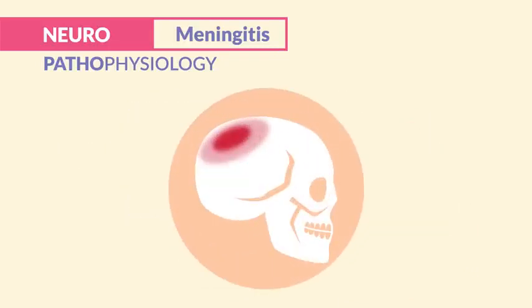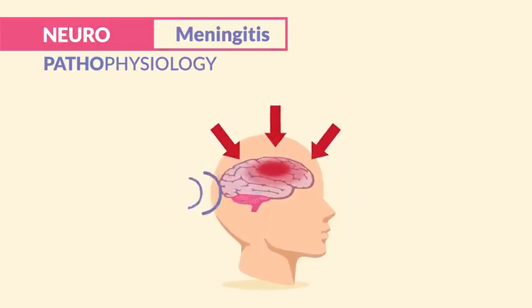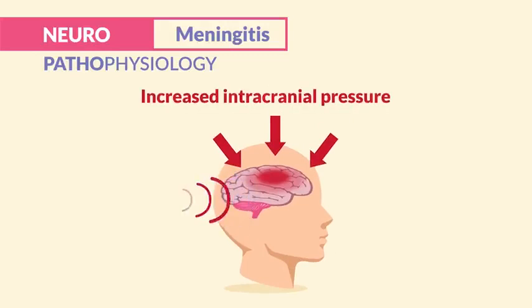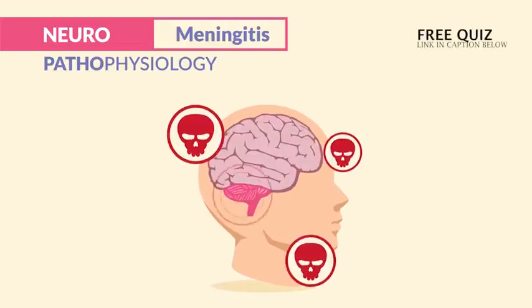This inflammation can cause massive swelling in the cranium, putting loads of pressure on the brain itself, and even leading to very deadly increased ICP, that increased intracranial pressure, that sort of squashes the brainstem and kills the patient.